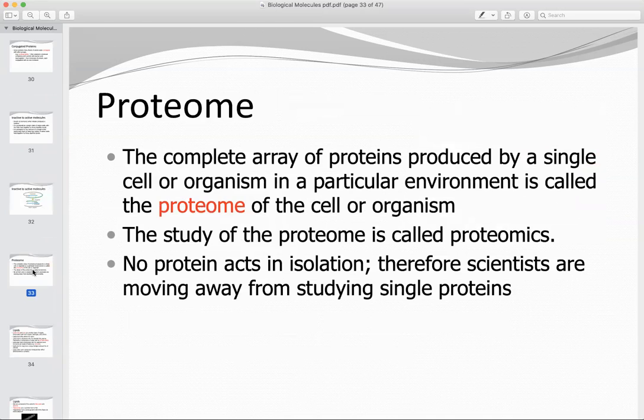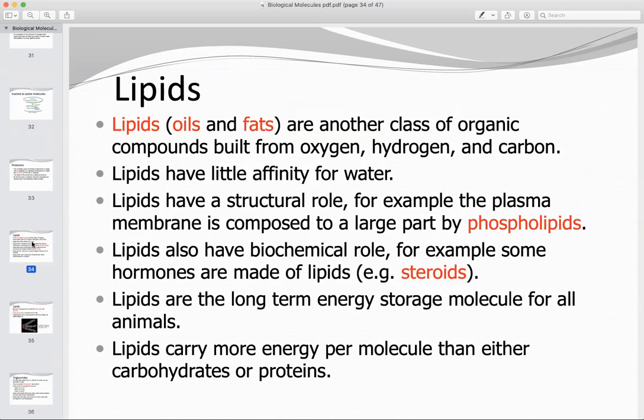Let's see here. Lipids, all right? Lipids, so we don't run out of time here. Lipids are the next class of biological molecules that we need to sustain life. Okay, lipids are going to be those fats and oils that you hear about. Okay, these are another class of organic compounds that are made from our oxygen, hydrogen, carbon, right? Those carbon, hydrogen, and oxygen elements that we talked about. We know that lipids have very poor affinity for water. These are hydrophobic molecules. They're typically going to be water insoluble, okay, non-polar.